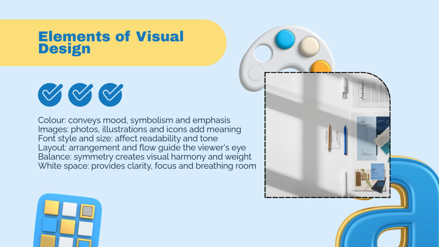Visual design includes color, images, font style, font size, layout, balance, and white space. Each element influences how the viewer reads and understands the text. For example, bold lettering may create emphasis, while color may suggest emotion, identity, or urgency. Always explain the effect of the design choice.